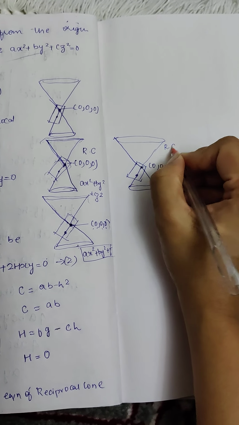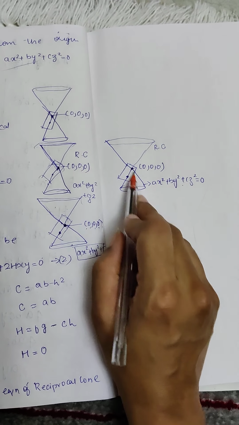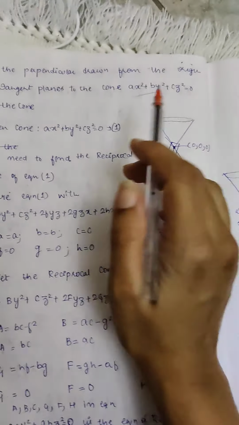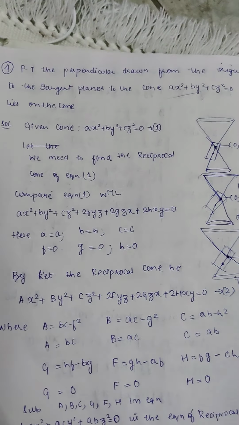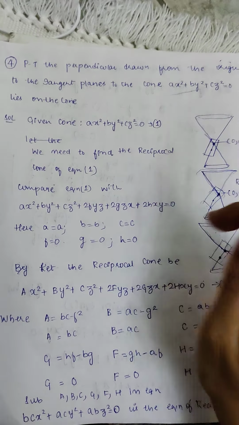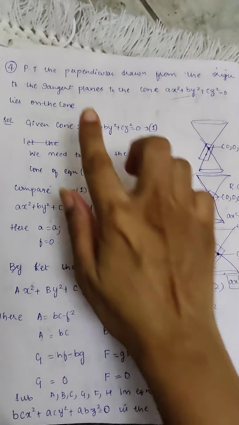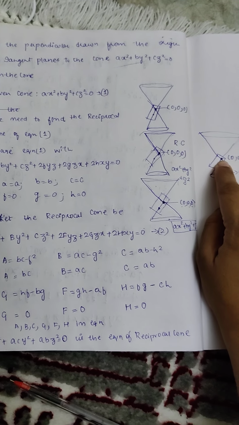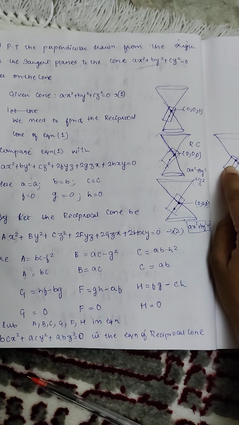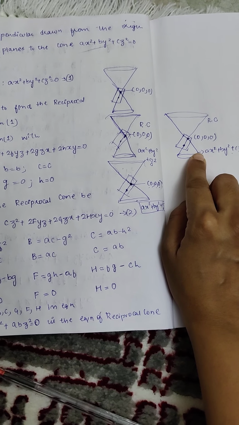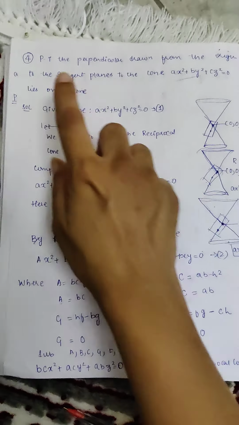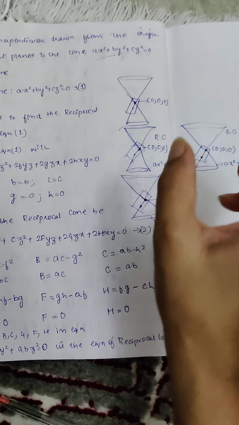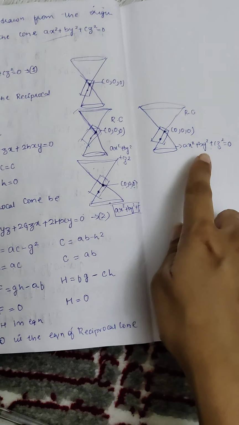This cone is known as what? Reciprocal cone. If you look at this, the structure is coming from the same vertex. It's looking like the reciprocal cone. So in a very simple way, what am I supposed to construct? I have to construct the reciprocal cone for this particular cone. Hope I'm clear with this. So let me again read out the question. Perpendicular drawn from the origin to the tangent plane to the cone lies on the other cone. That is, the perpendicular is lying on the other cone. So basically, in a very simple way, I need to construct the reciprocal cone for this particular cone.